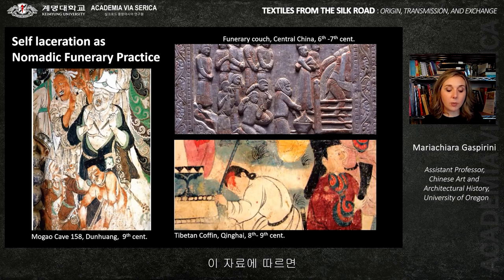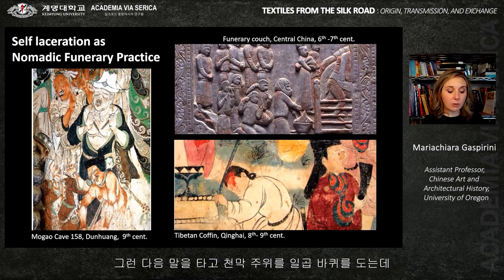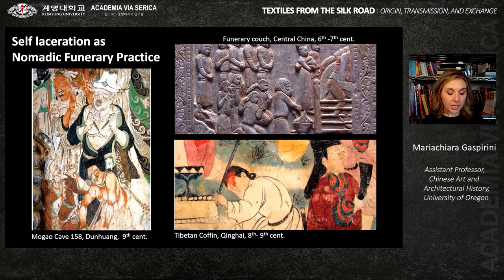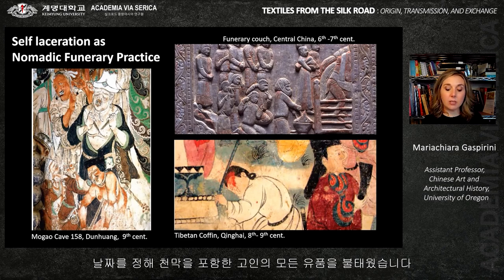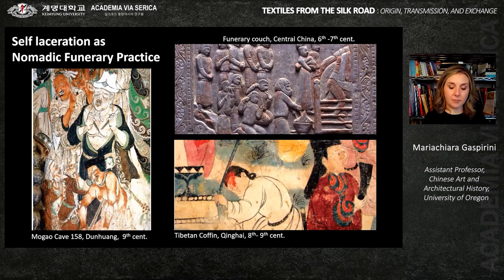Such practice is also reported in the Zhou Shu, or Book of Zhou. According to this source, when someone died, the body of the deceased was laid in the tent while children, grandchildren, and relatives sacrificed sheep and horses in front of it. Then they rode their horses around the tent 7 times and slashed their faces each time they came to the opposite side of the tent entrance. After this first ritual, they chose a day and burned all the deceased's belongings, including the tent. Then they dug a grave and buried the ashes.